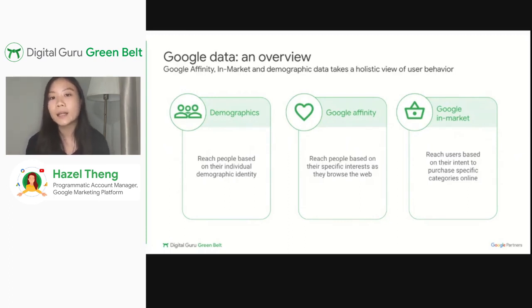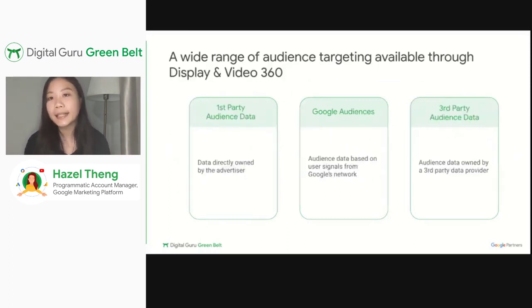These are segments that will allow you to reach people based on specific interests. For example, they might have an interest in travel, they are family oriented, or they are interested in beauty in general. The third here is Google in-market segments. These are segments that will allow you to reach people who are interested in purchasing a specific category online. I know it's not indicated right over here, but we also have Google custom intent as well as custom affinity audiences available on DV360 as well.